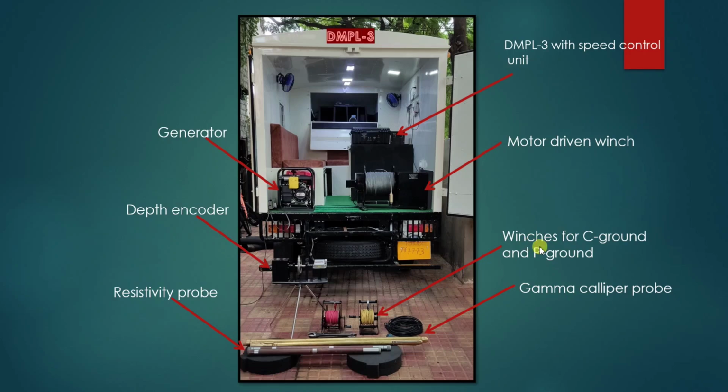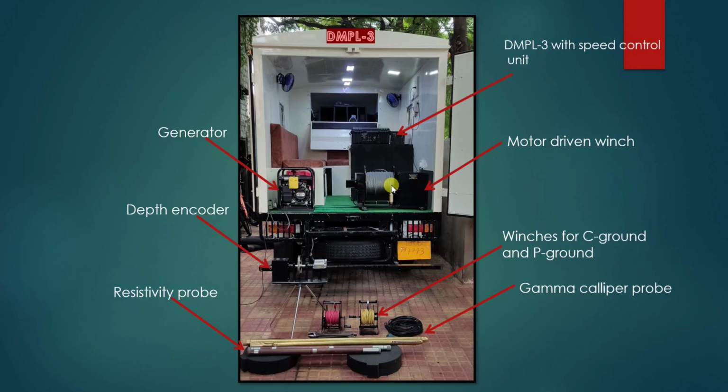And the golden color probes are gamma and caliper probes. So in this you have radioactive material gamma, and the caliper probe for finding the diameter of the borehole, and then you have winches for connecting the instrument to the ground current and potential grounds, and this cable is to connect the borehole logger to the instrument, and this is a motor driven winch.